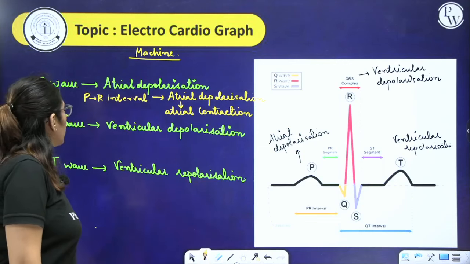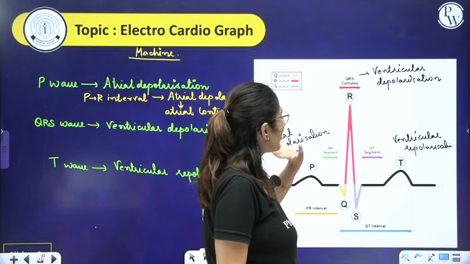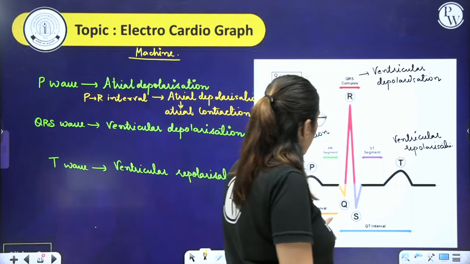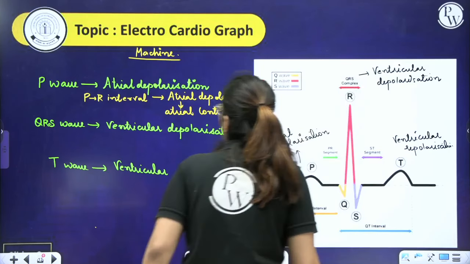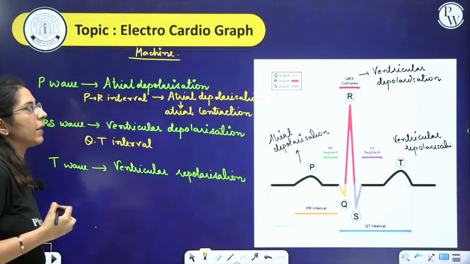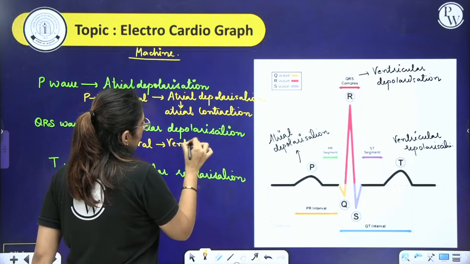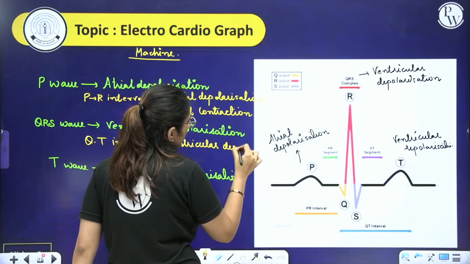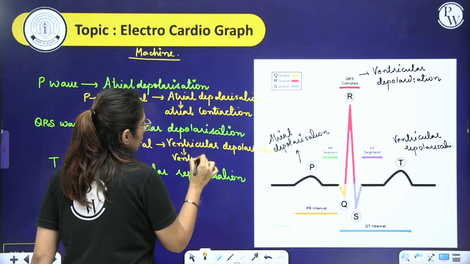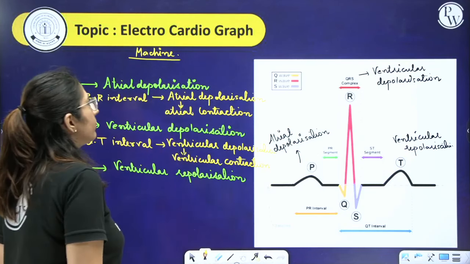Now, next we have the QRS wave. The Q wave, you know, things are going down. Now the ventricles will start depolarization, right? Here we have an interval termed the QT interval, Q to T interval. What is happening from Q to T? The ventricular membrane will be depolarized, and once they are depolarized, there will be ventricular contraction. Clear? Hope it is clear till now.